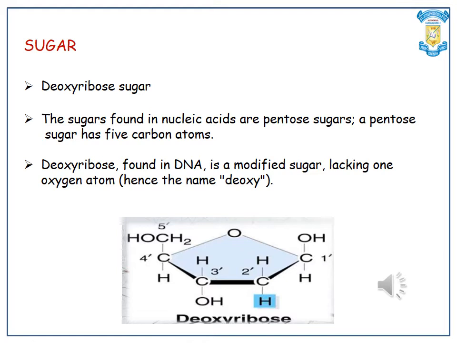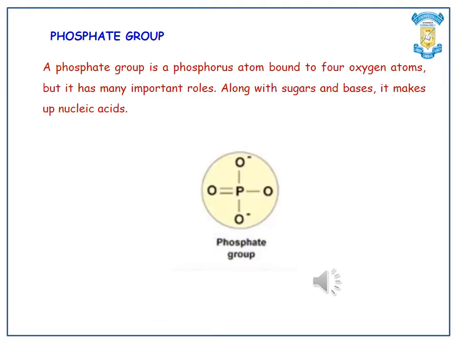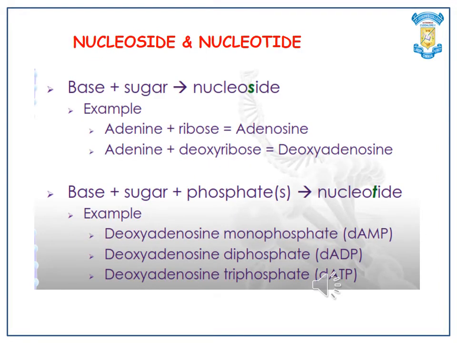deoxyribose sugar. The sugars found in nucleic acids are pentose sugars. A pentose sugar has 5 carbon atoms. Deoxyribose found in DNA is a modified sugar lacking one oxygen atom. A phosphate group is a phosphorus atom bound to 4 oxygen atoms, but it has many important roles. Along with sugars and bases, it makes up nucleic acids, nucleosides and nucleotides.